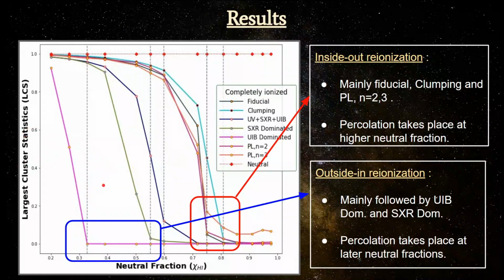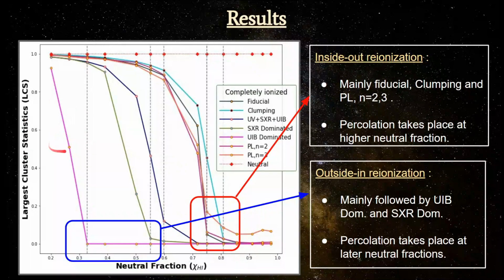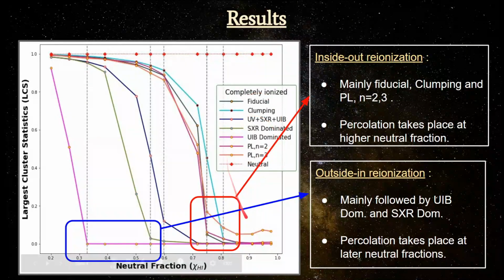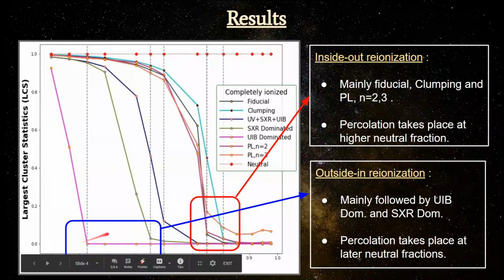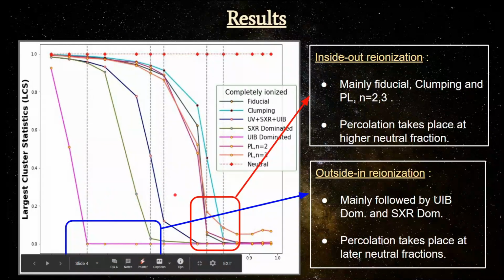The first result shows the variation of largest cluster statistics with the neutral fraction. Largest cluster statistics is the ratio of the volume of the largest ionized region to the volume of all ionized regions taken inside the simulation box. We can see from the figure that the evolution of LCS is significantly different for all the 7 reionization scenarios, and they even percolate at different neutral fractions. Thus, we can say that LCS is robust enough to distinguish between the different reionization scenarios.